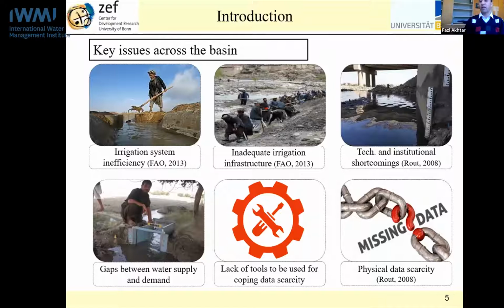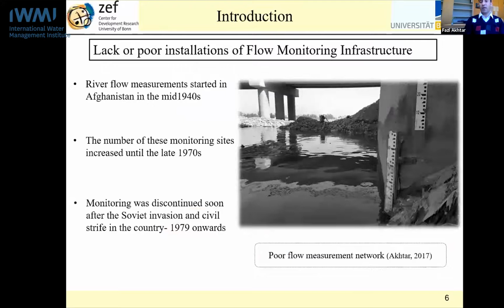So there is a dominant physical data insecurity, data scarcity across the basin. Generally, river flow measurement started in the 1940s. It was intensified till the 1970s, but then with the passage of time, when the Soviet invasion took place from 1979 onwards, the pre-existing infrastructure was largely demolished. The measurement stopped, so there was a 30 to 40 year gap in the available data.